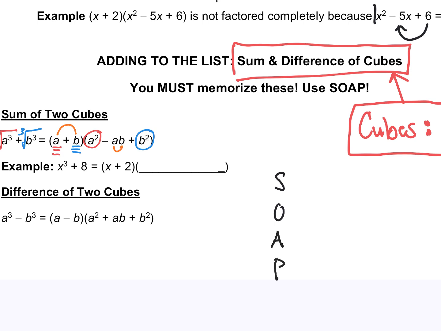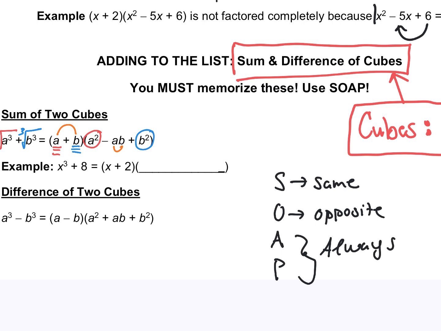The SOAP method is designed to help you figure out what signs go in the parentheses when you're factoring. So SOAP stands for same, O stands for opposite, and AP stands for always positive.